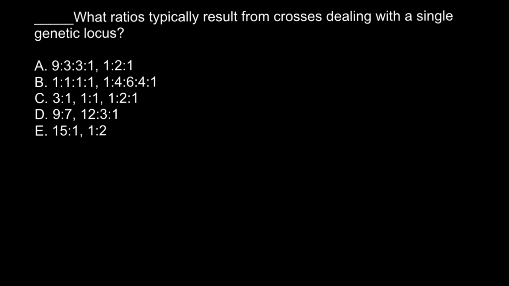Today's problem is what ratios typically result from crosses dealing with a single genetic locus. The first example is the classical dihybrid cross, a famous experiment of Mendel with peas, where he had two traits, color and shape, that would segregate in these ratios.